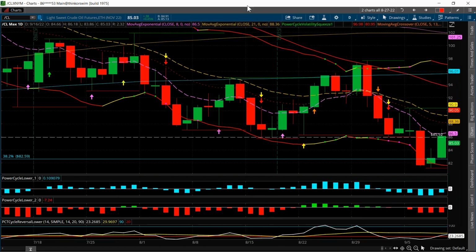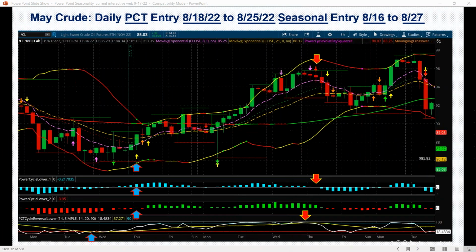Or you might have used options. So a lot of different things you can do. But the main thing is looking for that edge from potentially these great seasonal statistics, then aligned with the momentum indicators that I use.